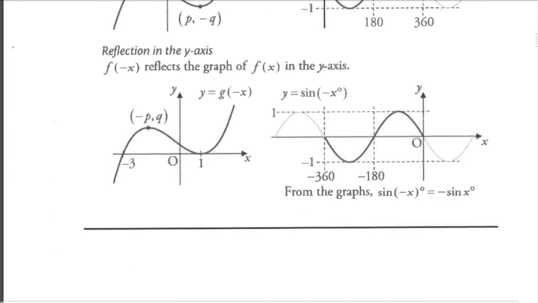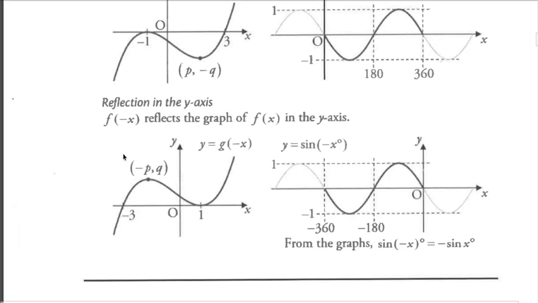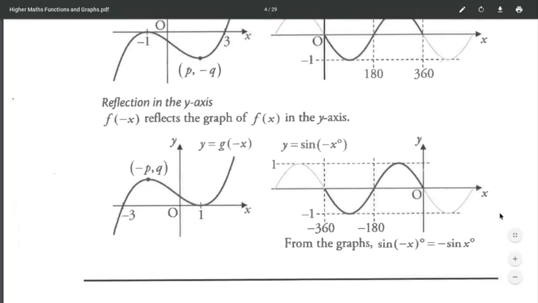Now how do we reflect something in the y-axis? Well, f of negative x would reflect a graph in the y-axis. So here, f of negative x, the original graph, remember, came down here, back up at p comma q, and crossed at 3. So the whole thing has been reflected in the y-axis. And again, here's a sine graph which normally comes along here and back up. And again, that whole graph has been reflected in the y-axis. And to do that, we do y equals f of negative x, or in this case, g of negative x.